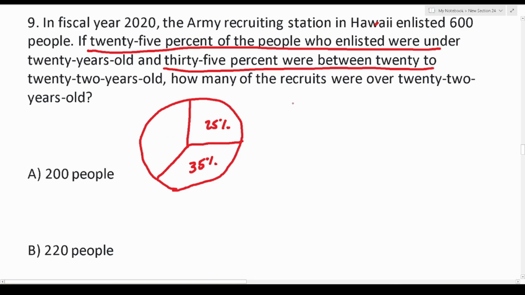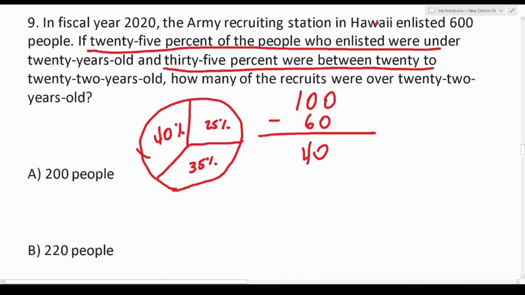Well, that's pretty easy to do. Again, this pie chart adds up to 100%. We're just going to subtract. Again, let's do this math mentally here. 30 plus 20 would be 50. And then you have 5 and 5, which is 10. So 35 and 25 is 60. 100 minus 60 is 40. That means 40% of the remaining recruits are 22 years or older.